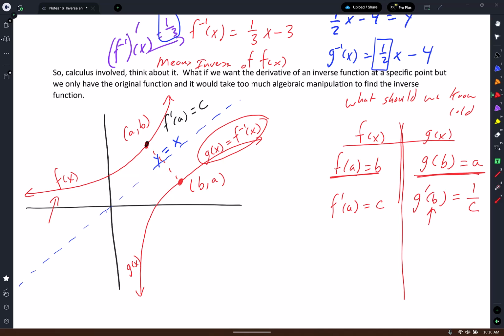What did you say? B. Because it's the inverse. Basically, this B was the Y value on the original function, but it's now the X value on the inverse. Don't worry, we're gonna do a lot of examples, so hopefully we didn't mess you up.